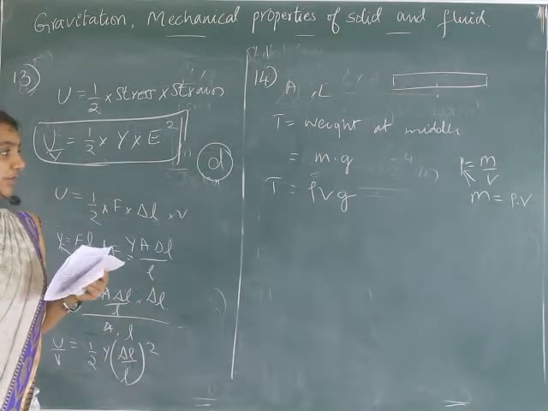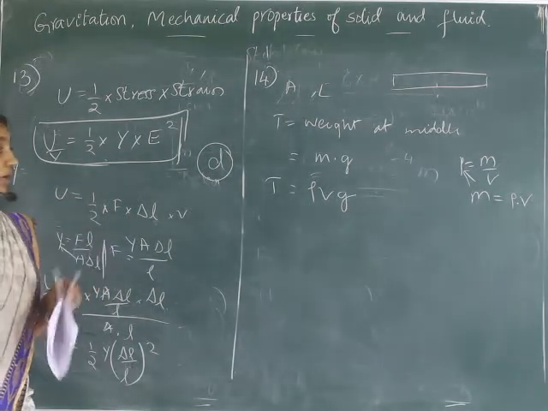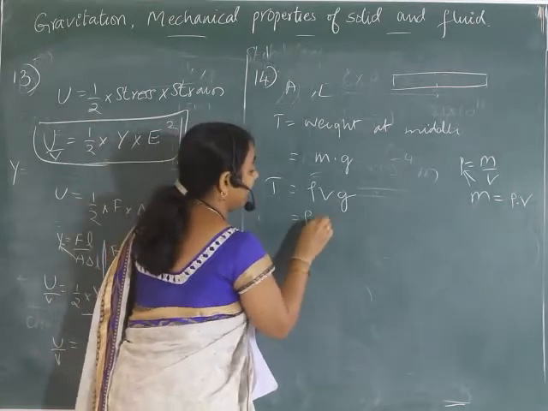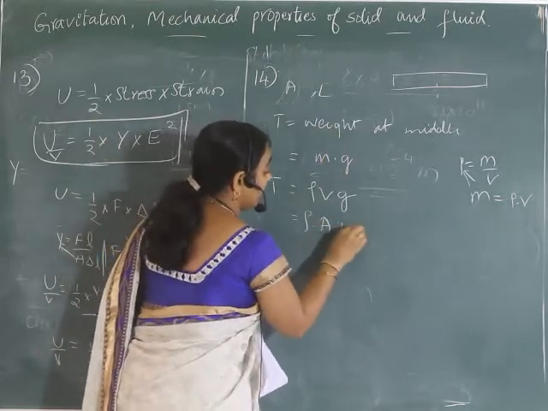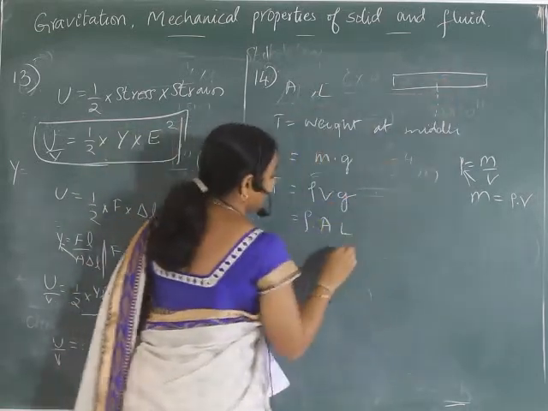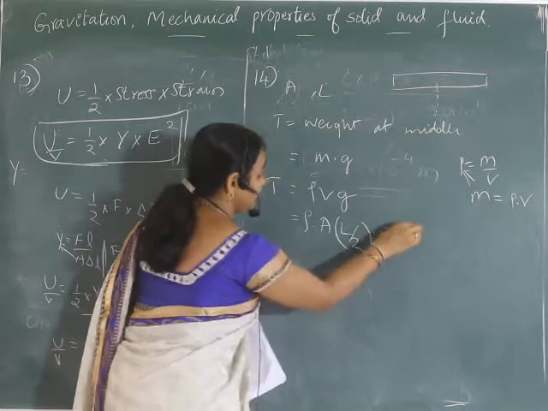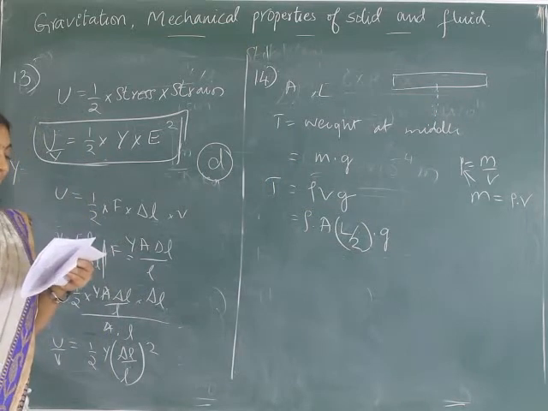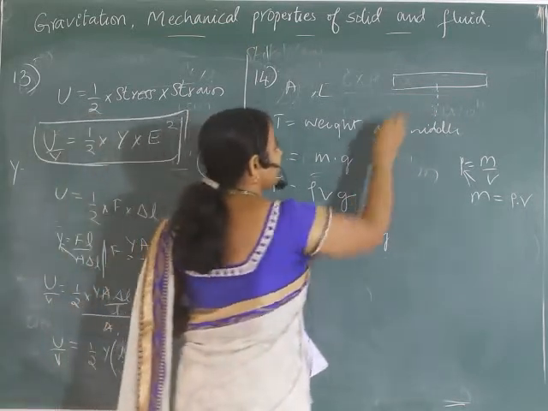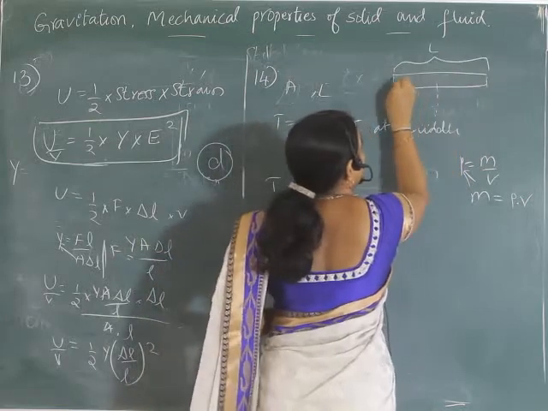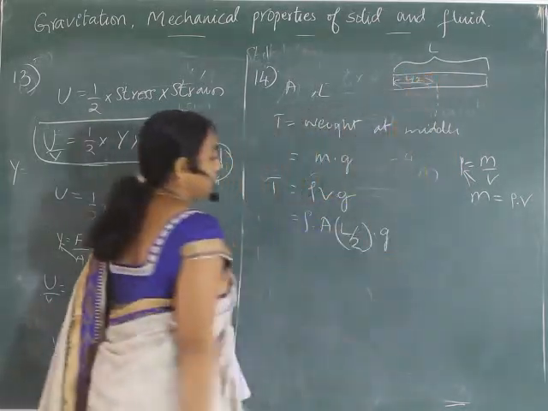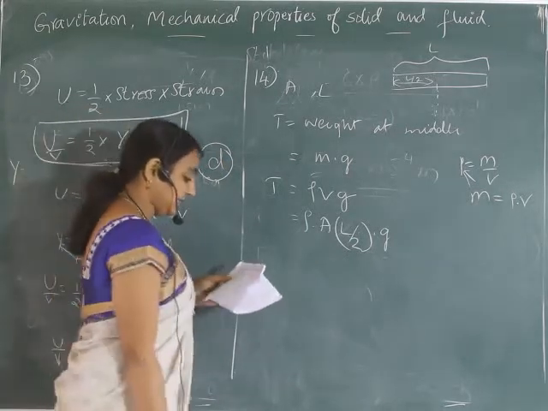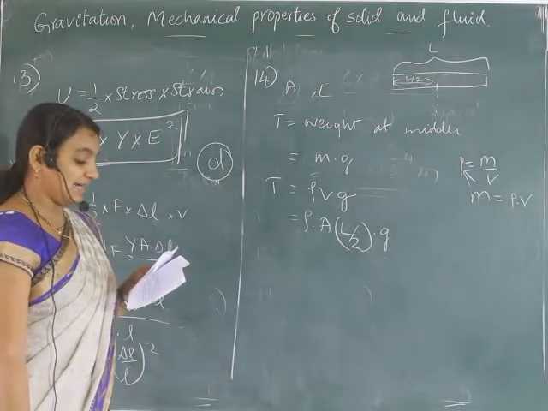Volume also they have not given you, but they have given you the length. So volume is nothing but area into length. So rho into area A, length is L. But now at the middle, no? So therefore length is L by 2 into g. They have asked you at the middle. So uniform cross section, stress at the middle since they have asked. So length is, full is L, but half is L by 2. So rho A L by 2 into g. That is nothing but our tension at the middle.